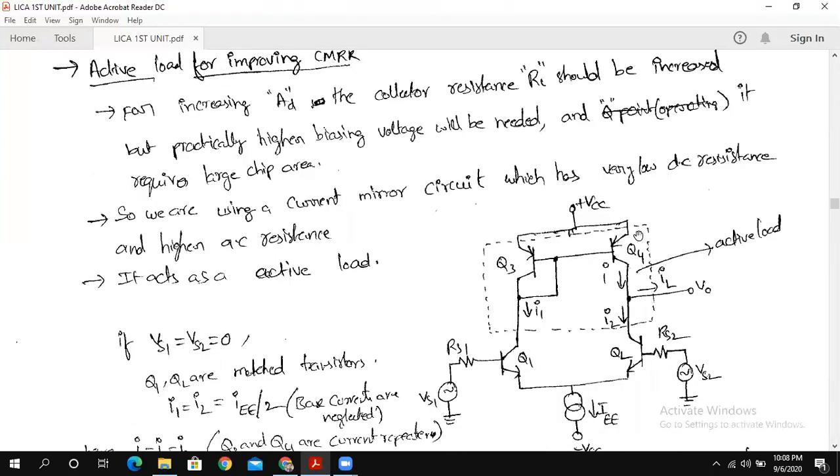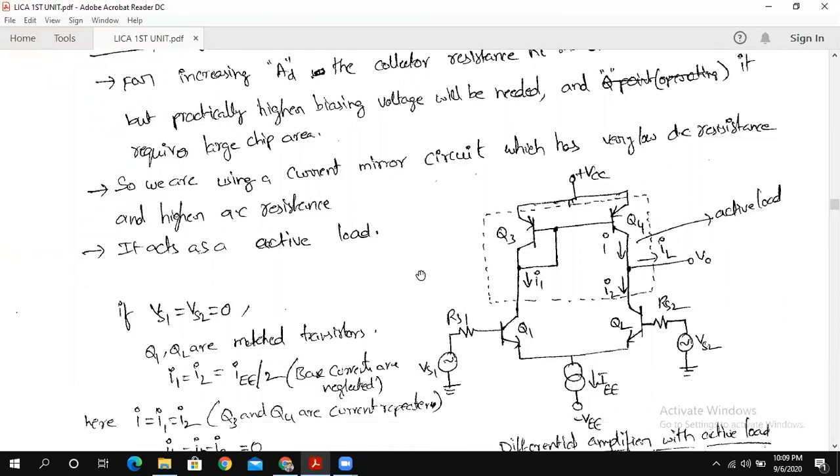So here you can see that circuit. In the place of emitter resistor RC, we are going to use this constant current source. So we are using a current mirror circuit which has very low DC resistance and high AC resistance. So this offers high resistance for AC signals and offers low resistance for DC signals. Such a mirror circuit we are going to use here, so it acts as an active load. Nothing but with the help of active elements we are going to improve. Because of that, it is going to act as an active load.